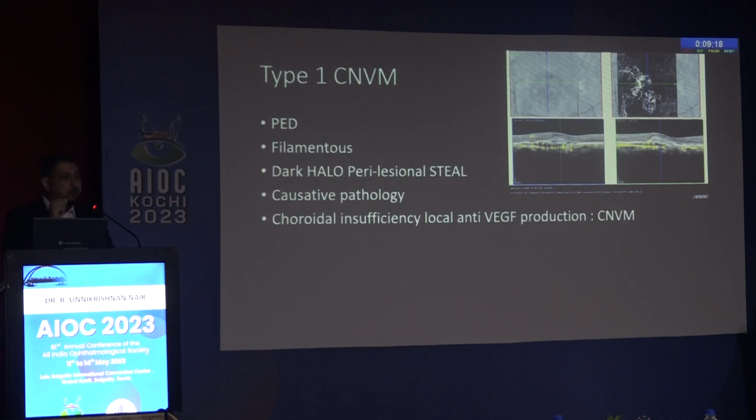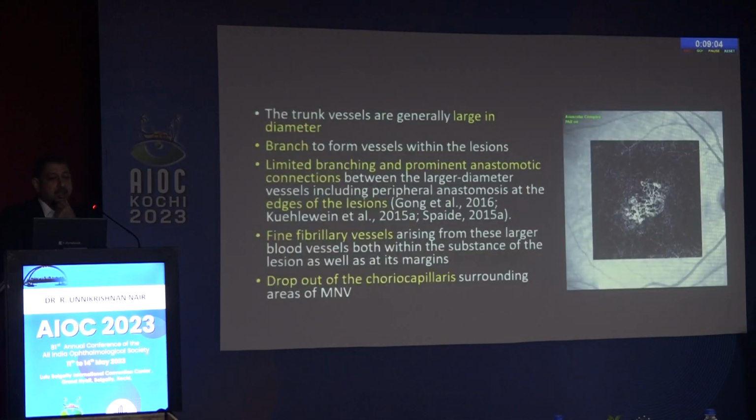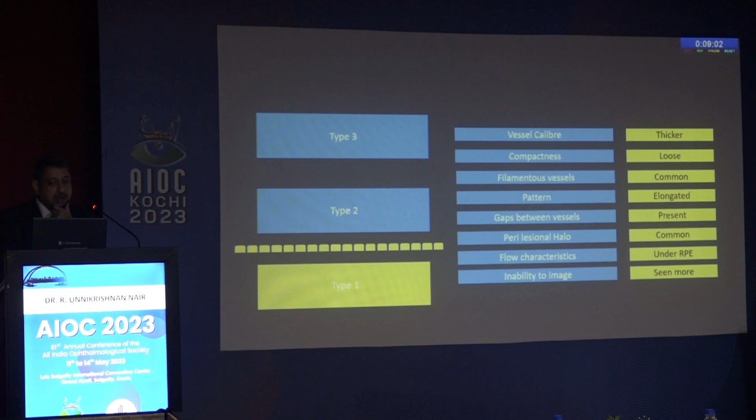And just one word on perilesional. Perilesional is very important because it's a dark area around the lesion. Why does it happen? Because the CNVM is stealing from the choriocapillaris around it. So it doesn't image well around it. The choriocapillaris around it is dark. So again, I'm just skipping that, but let's look at this.